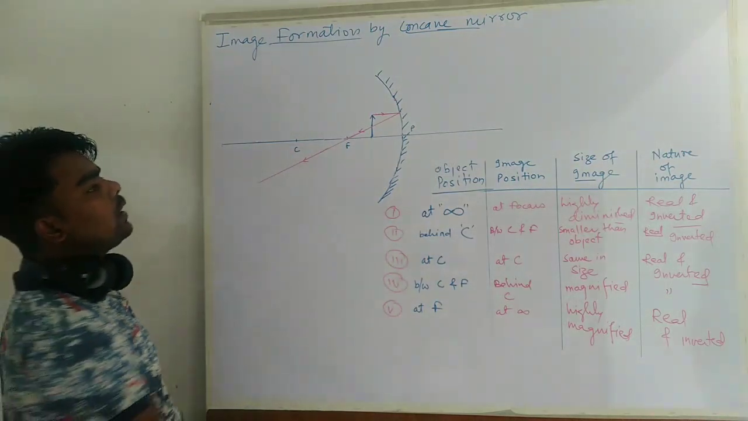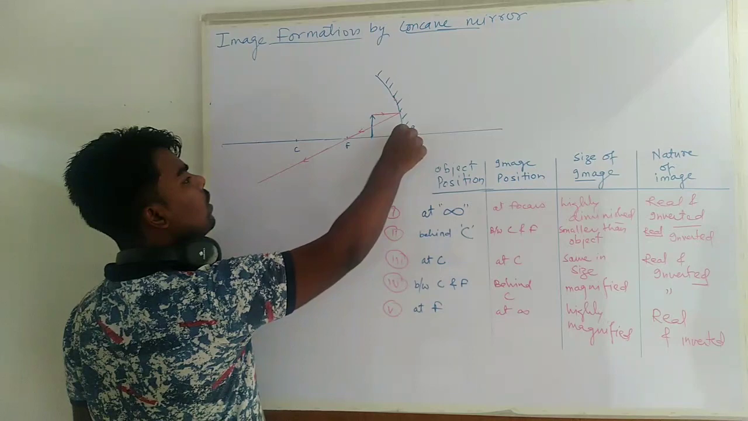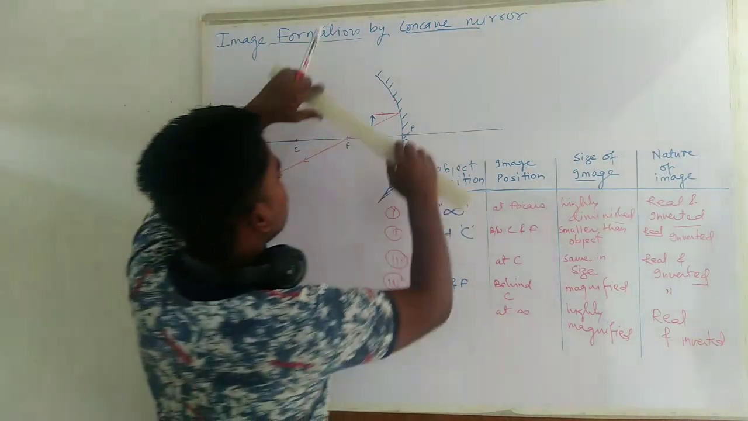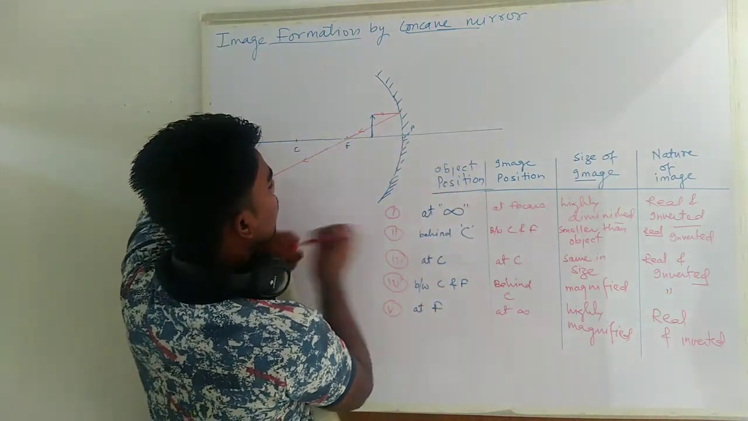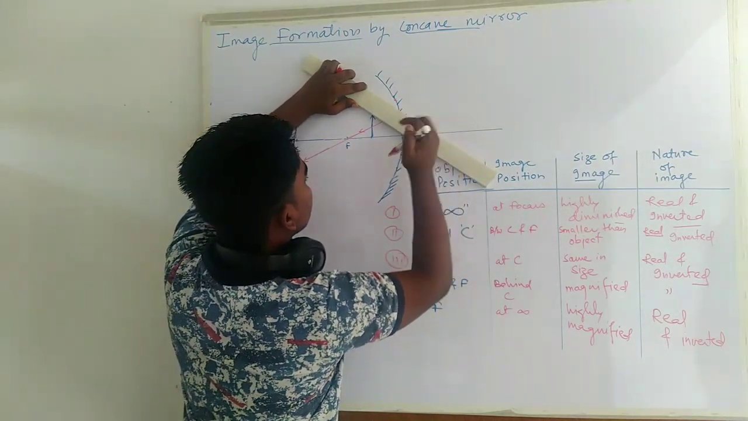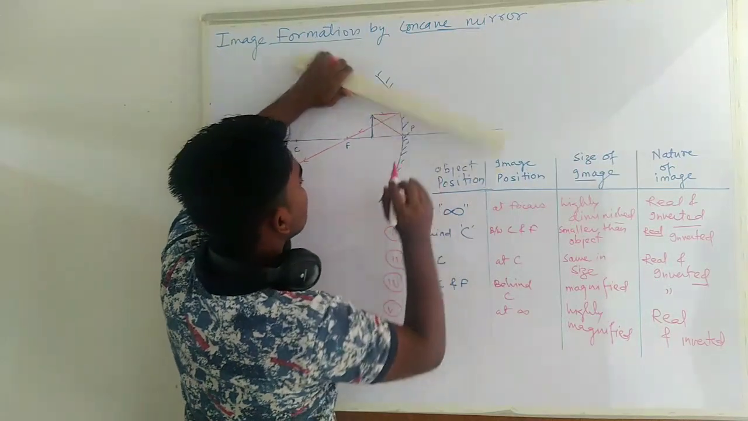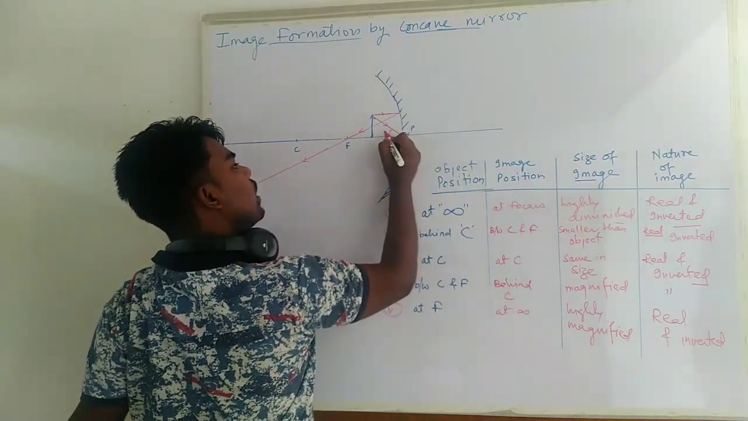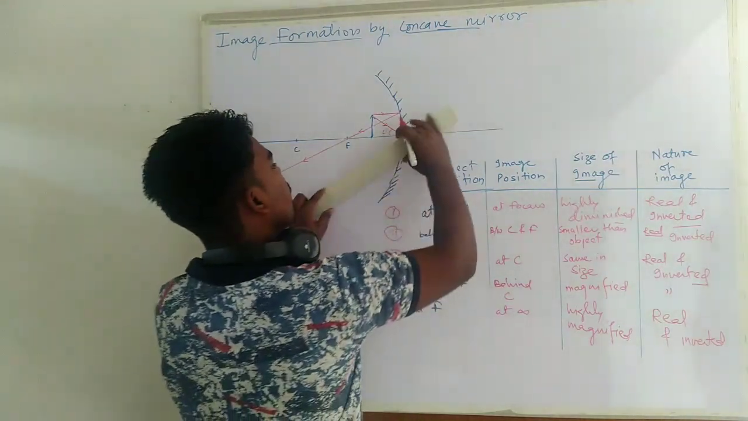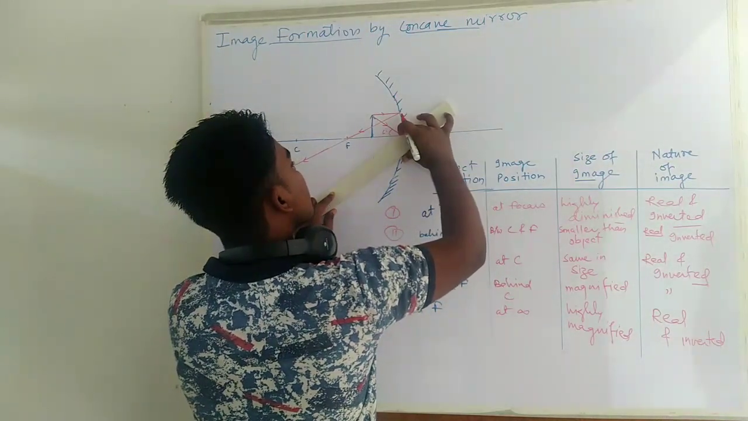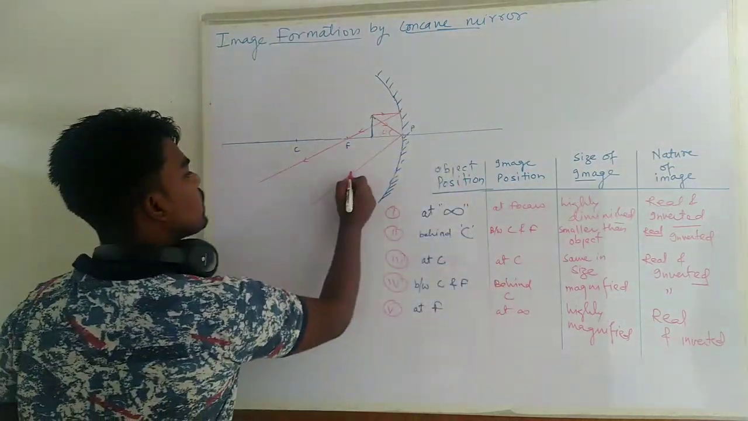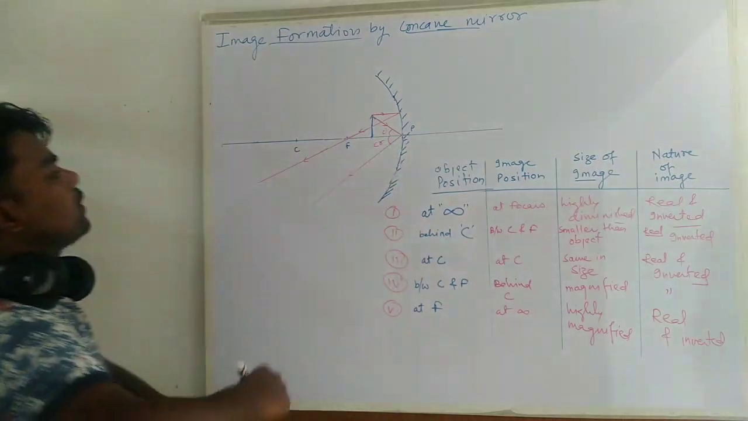Now another you can take, either you can take directly on pole, or you can take through the center of curvature. So I am going to take on pole. On pole if you take this, this is the second incident ray. You will measure this angle of incidence, and on the other side you will make the same angle, that will be the angle of reflection. Okay, this is the angle of reflection.